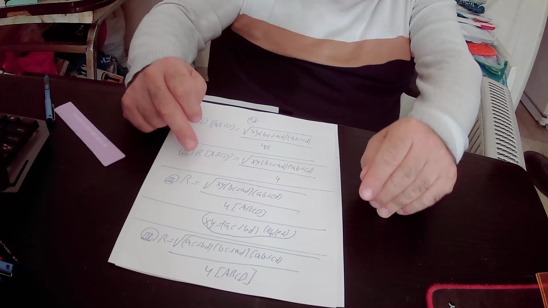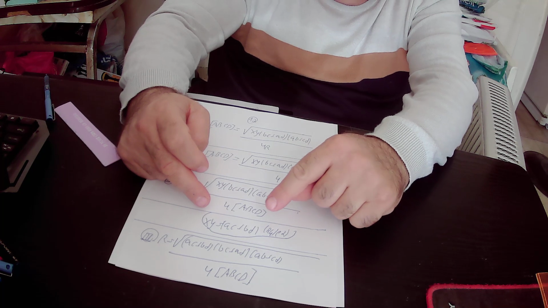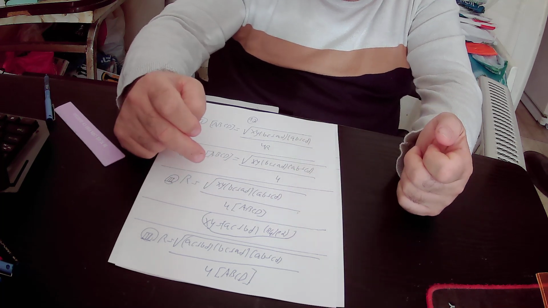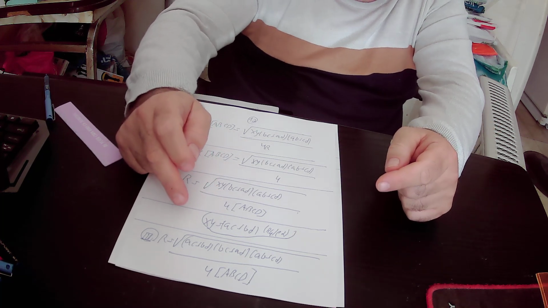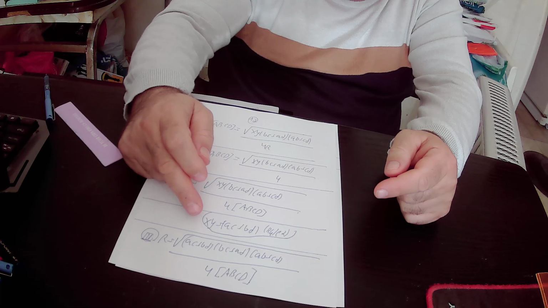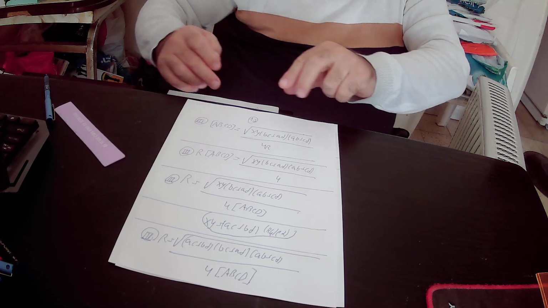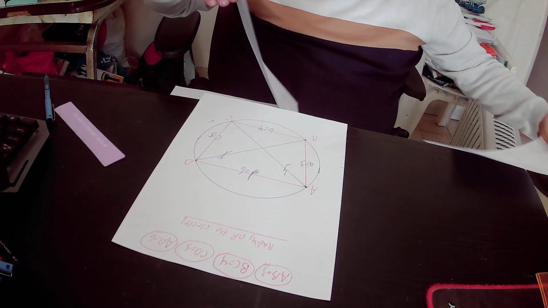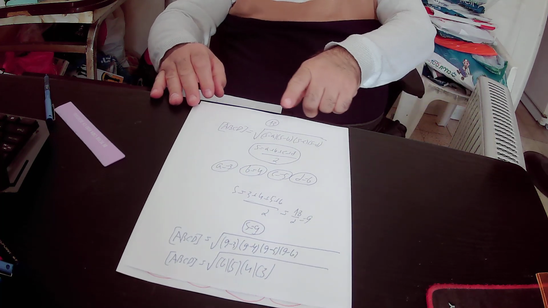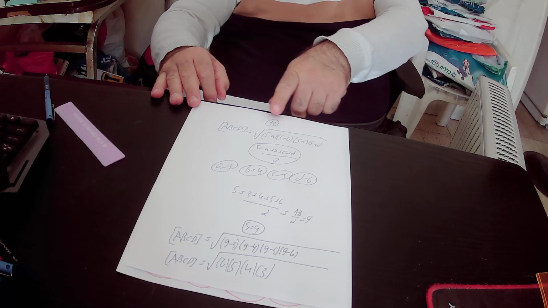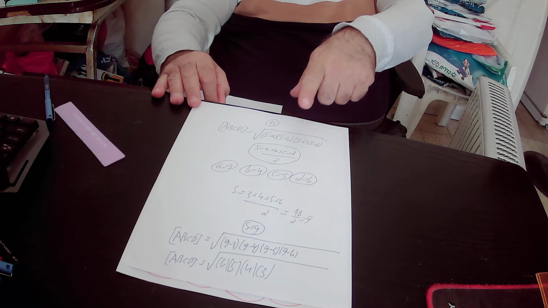Inside equation number 3 we have XY, but we know that according to rule number 2, XY equals AC plus BD, so we can substitute XY by AC plus BD, and we got this expression. And then we found the area of quadrilateral ABCD. According to rule number 1, the area equals this expression, where S equals A plus B plus C plus D over 2.